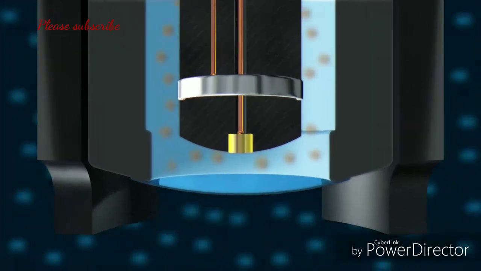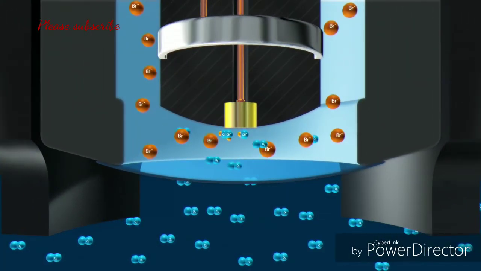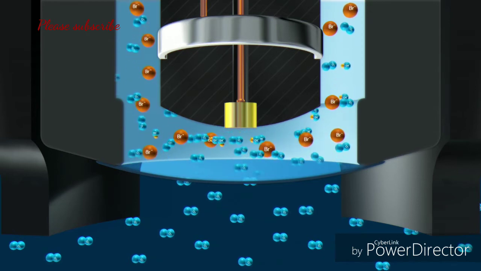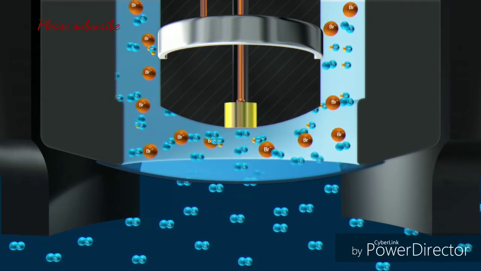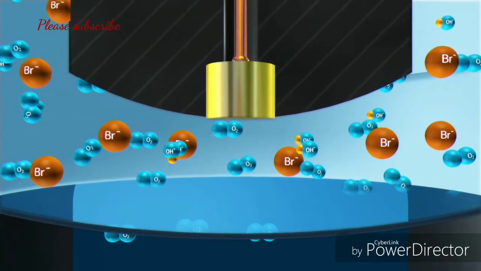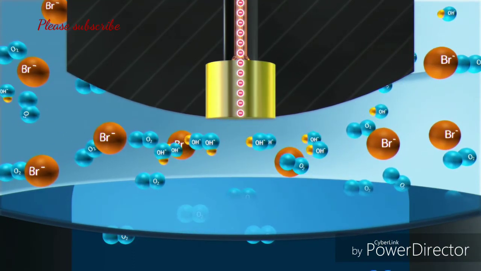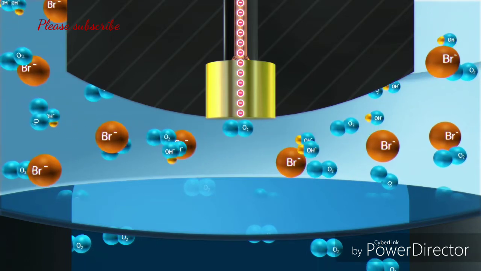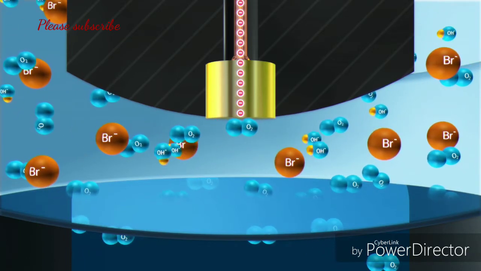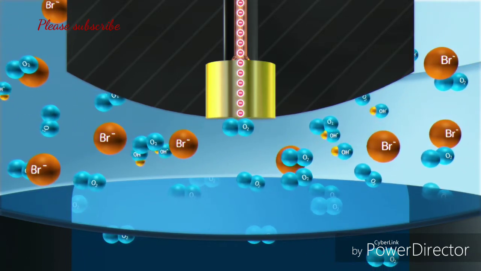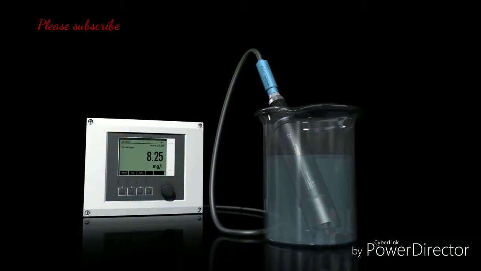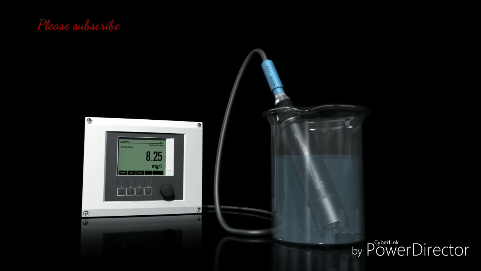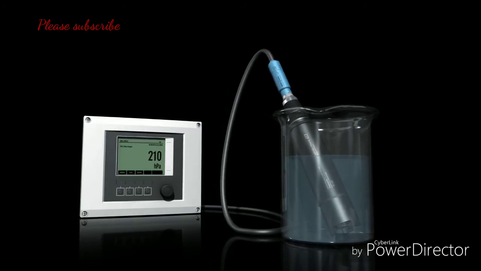When the sensor is immersed in a medium containing oxygen, the difference in the partial pressure of oxygen between the inner and the outer membrane walls leads to the diffusion of oxygen through the membrane. The diffused oxygen is reduced at the gold cathode in the reaction chamber, resulting in a current flow that is proportional to the amount of transformed oxygen. The current is processed by the transmitter and displayed as oxygen concentration, partial pressure, or percentage saturation.